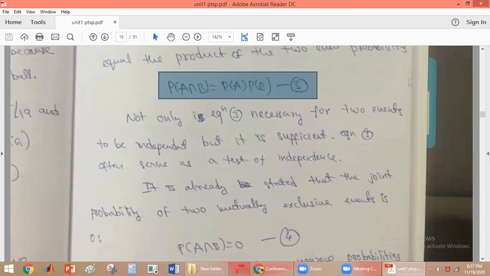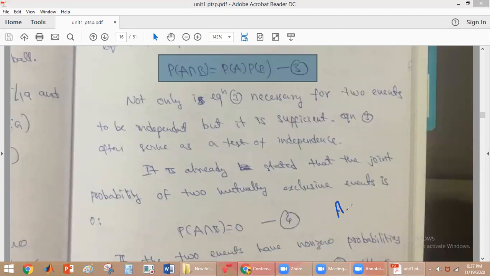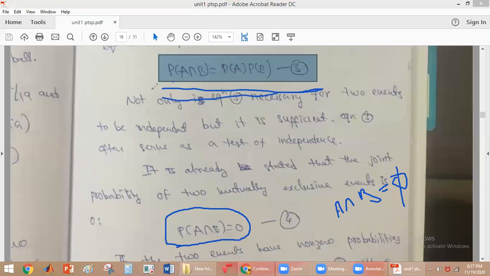Now we also know that if two events are mutually exclusive, what is A intersection B? It will be equal to the null set, yes or no? It will be equal to the null set. So the probability of A intersection B will be equal to 0. So if two events are mutually exclusive, probability of A intersection B is equal to 0. When two events are statistically independent, what do they have to satisfy? The probability of A intersection B should be equal to probability of A into probability of B.